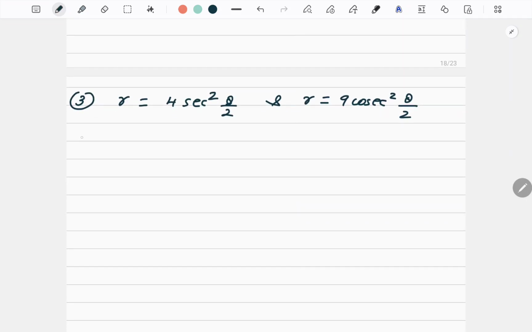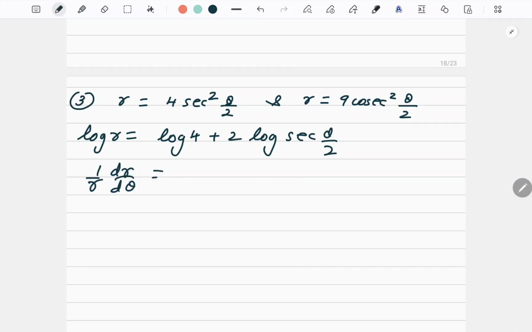Now this one again, take log. So log r is equal to log 4 plus 2 log of secant theta by 2. Okay. So 1 by r dr by d theta is equal to 2 upon secant theta by 2. Then what is the differentiation of secant theta? Secant theta into tan theta. So secant theta into tan theta. Then what is the differentiation of theta by 2? 1 by 2. So this is called the chain rule. Start with this function, then this function, then this function.